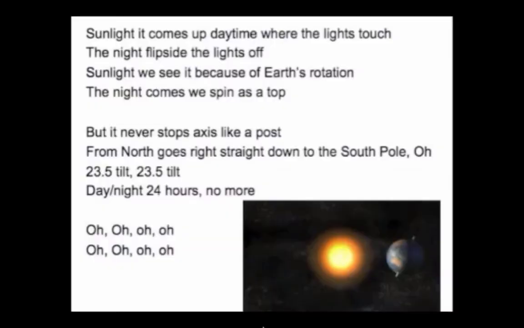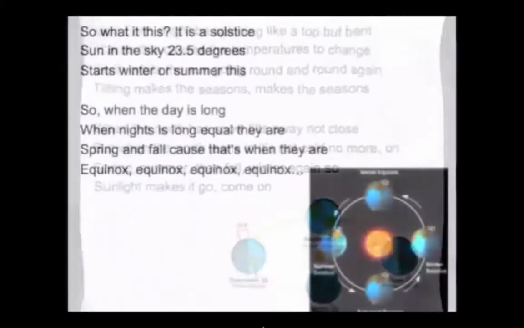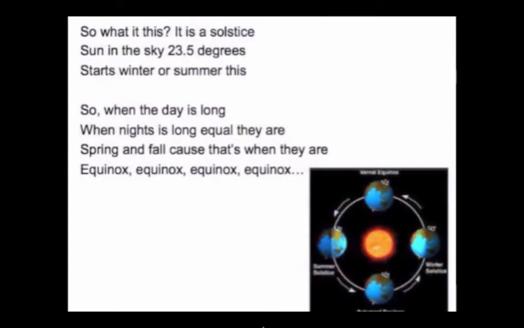Sunlight, it comes up, daytime where the lights touch. The night's inside, the lights off. Sunlight, we see it because of Earth's rotation. The night comes, we spin as a top. So what is this? It is a solstice. Sun in the sky, 23.5 degrees. Starts winter or summer, this. So, days are long, the nights are long, equal they are. Spring and fall, 'cause that's when they are.